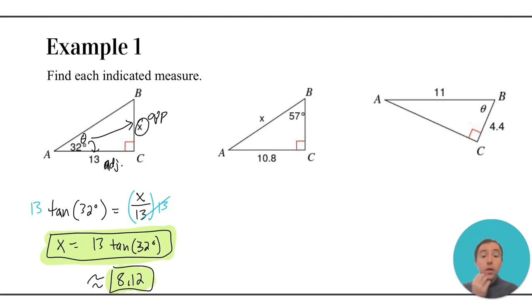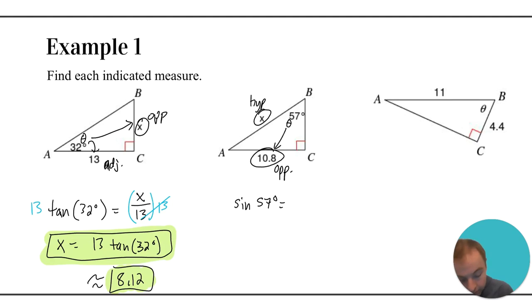Okay, and then if we move to the second example where we're solving for x, we have only one known side and we're looking for another side. So again, we're going to have to use some trig. If we reference this 57-degree angle, then 10.8 is the side that is opposite, and x happens to be the hypotenuse. So if we're using opposite and hypotenuse, sine would be a ratio that we'd want to use since sine is opposite over hypotenuse. So sine of the angle, which is 57 degrees, would equal opposite over hypotenuse, so 10.8 over x.